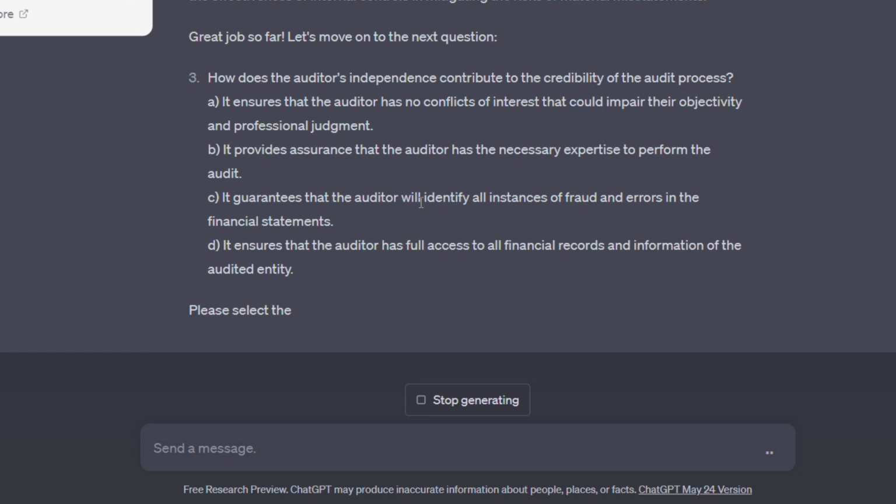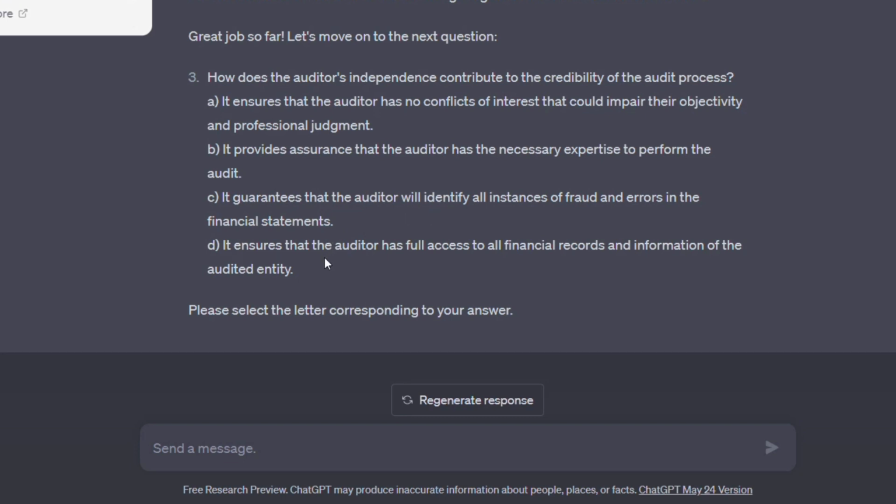It guarantees that the auditor will identify all instances of fraud. No, not all. There's no audit that will identify all instances of fraud and errors. Reasonable assurance is a limitation. So an audit is never perfect. It only gives high assurance or reasonable assurance, not absolute assurance. It could not detect all the fraud and errors in the financial statements. It does not promise to do that.